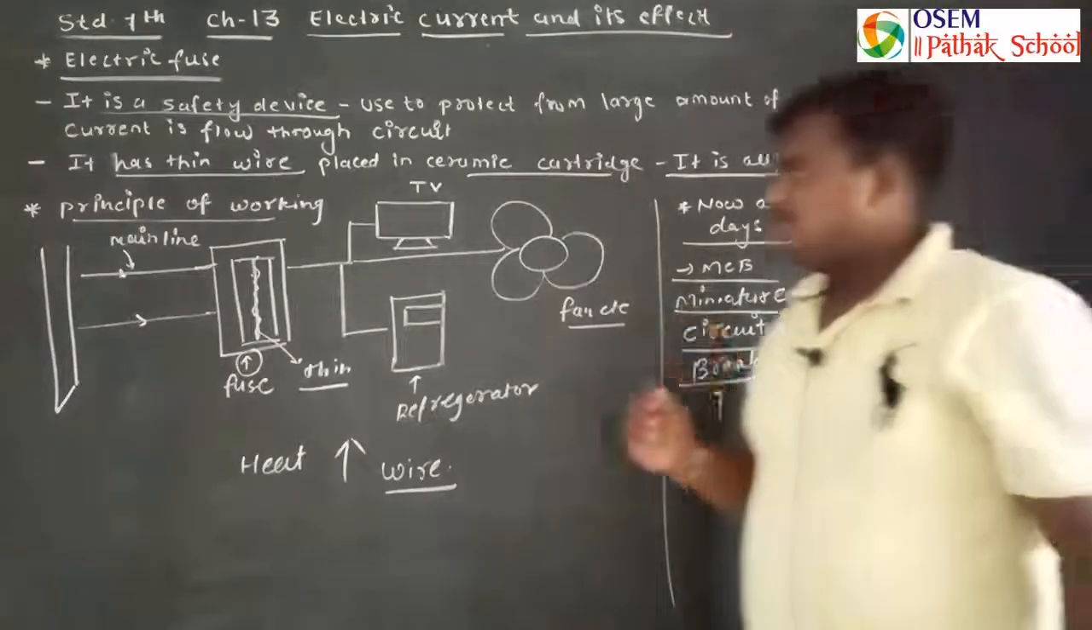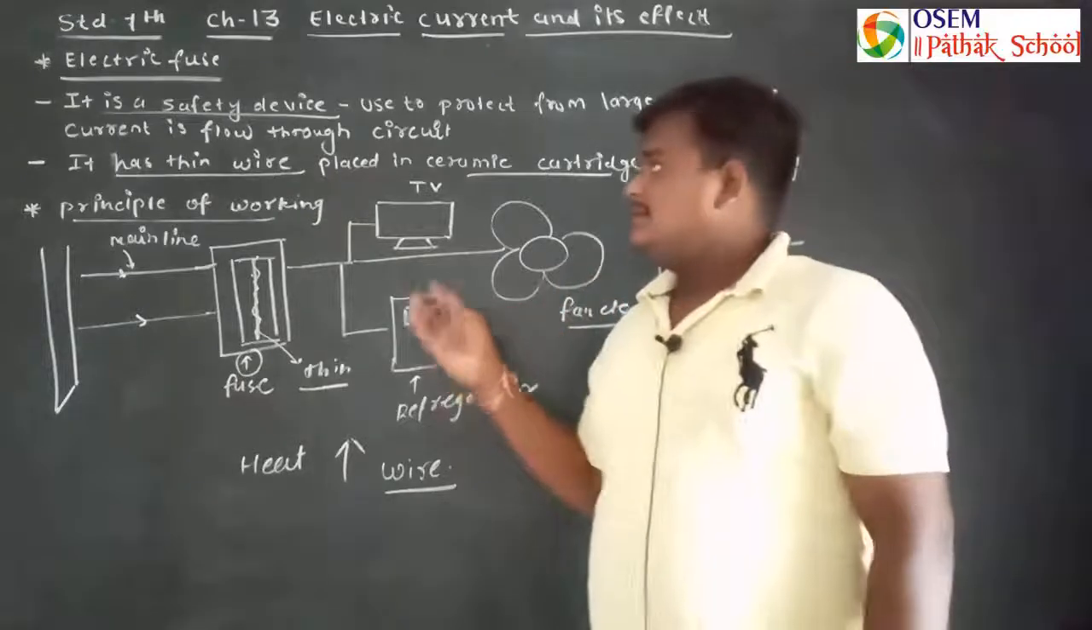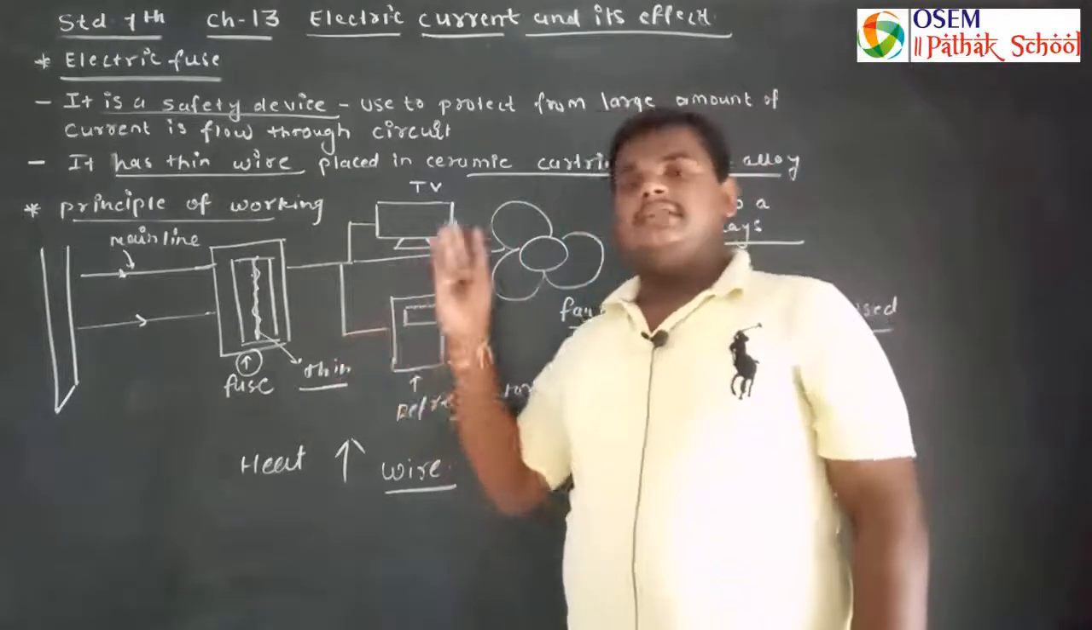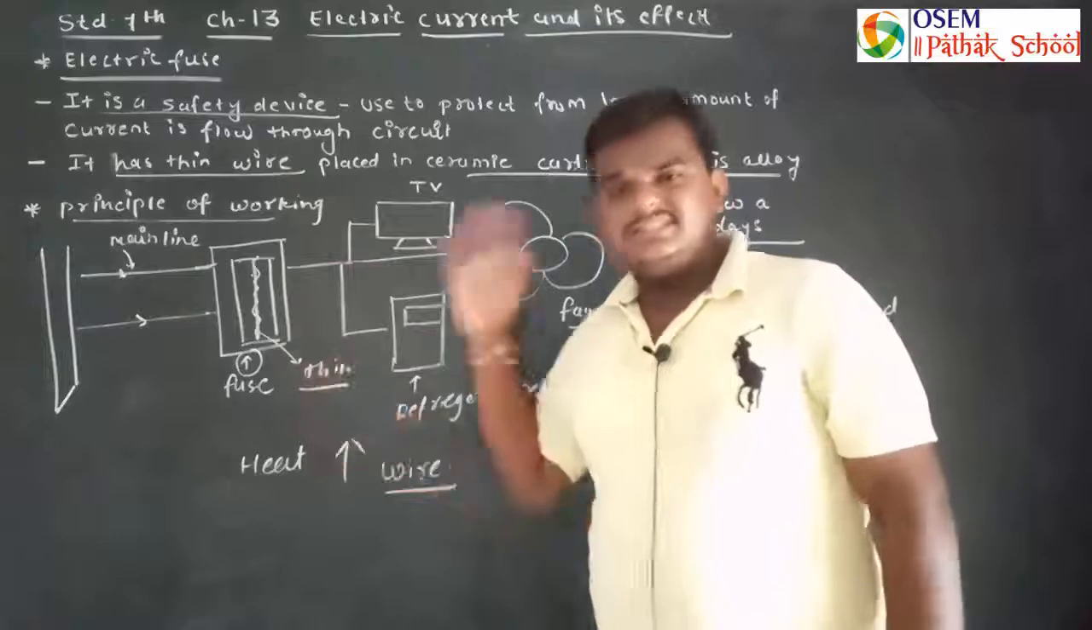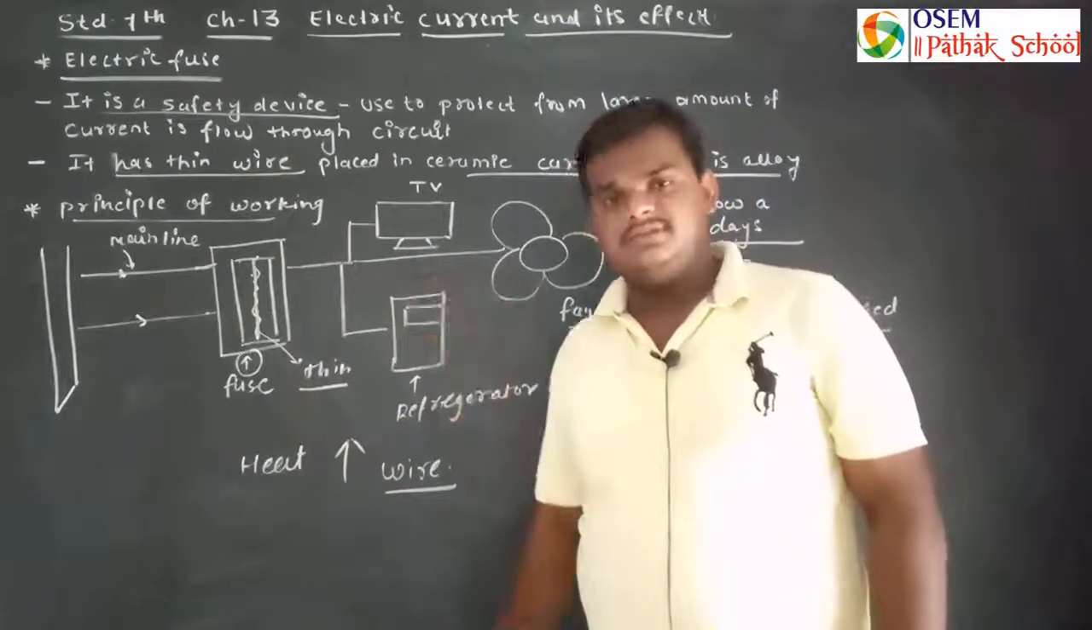So this is the overview. Here we discussed the heating effect of electric current, what an electric bulb is, and the electric fuse. When we meet in the next lecture, we will continue with another topic.